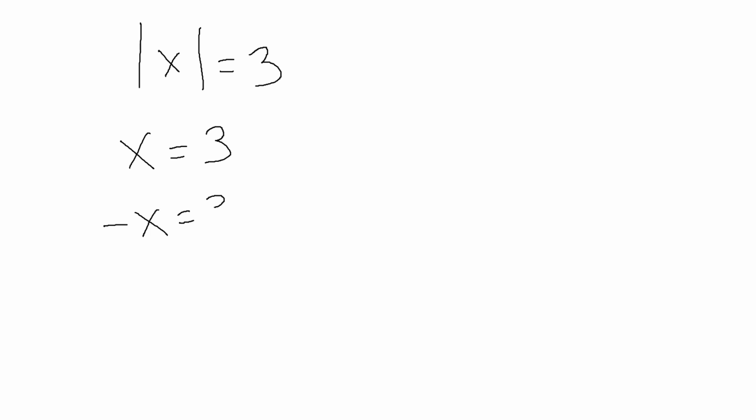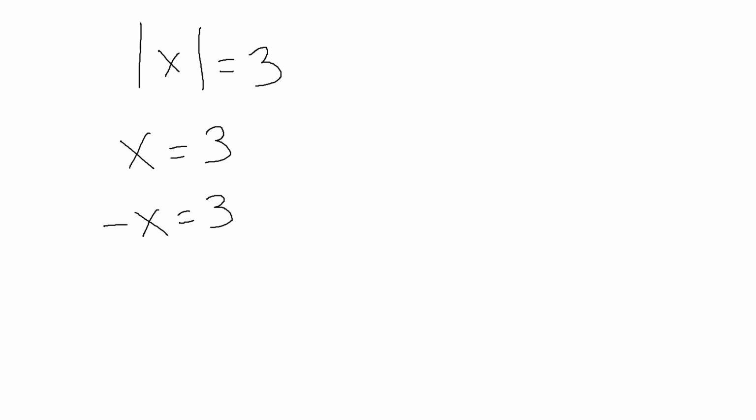A long while ago in math, we did problems like this. Absolute value of x equals 3. And the reality is we can have x equals 3, and we could have -x equals 3. We had to have a negative and a positive in order to solve this problem.